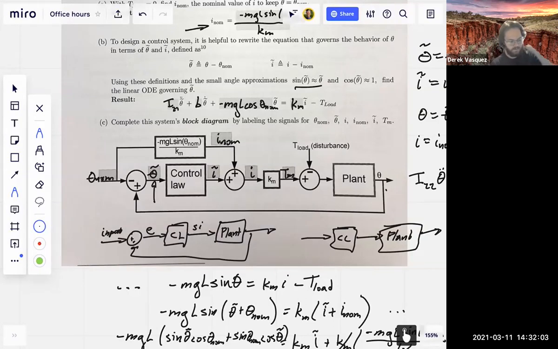So yeah, it's a very broad term in this case. In your version of the textbook, this is called your nominal control, and this is called your error control. So it's just taking in the error and spitting out your error current. Okay, any other questions?